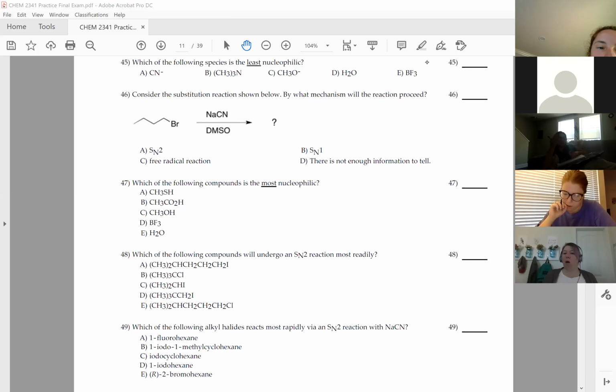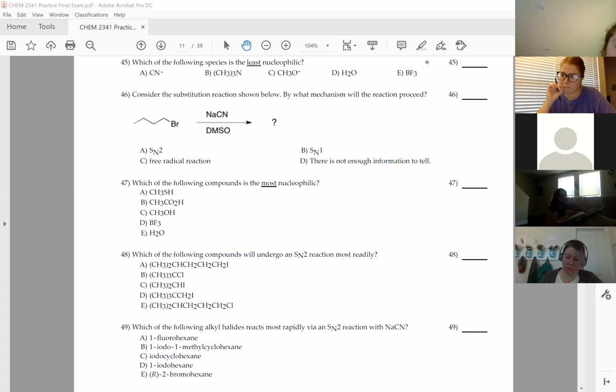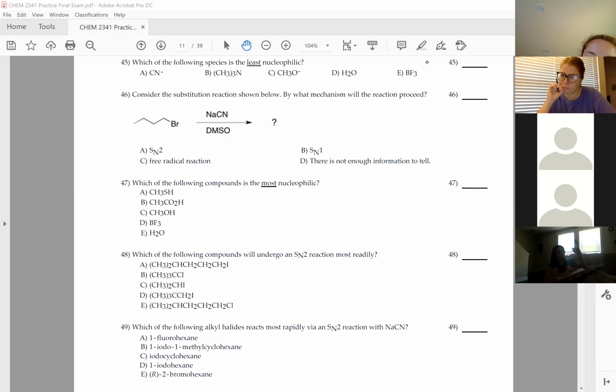Okay, what did we decide for number 45? We got B. Okay, so let's see, E. Okay, so I think there are a couple that are pretty easy to cross off, right? Which ones are really easy to cross off? A and C. Yeah, A and C both have negative charges. So those are pretty easy to get rid of. Anything else? H2O. Yeah, we've seen H2O act as a nucleophile before.